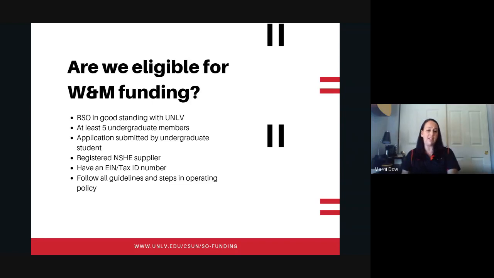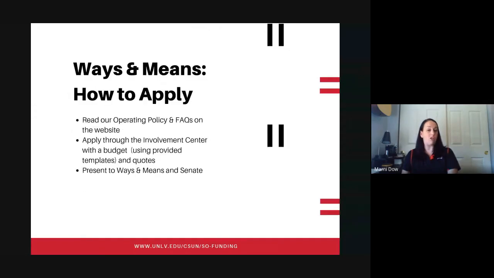And then they obviously need to follow all the guidelines and steps that are outlined in the Ways and Means operating policy. So if they're going to apply, that's where I usually tell them they should really start, with the Ways and Means operating policy. If you go on the Ways and Means website, which is at the bottom, unlv.edu/CSUN, and you look at the operating policy and the frequently asked questions, I would say 90% of their questions are probably going to be answered there.